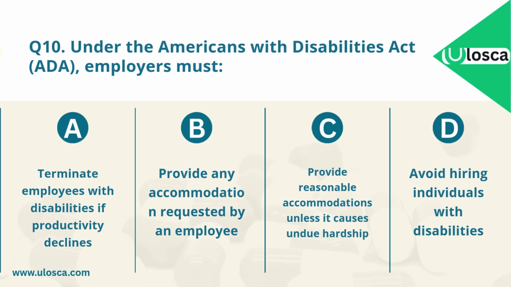Question 10. Under the Americans with Disabilities Act, employers must A. Terminate employees with disabilities if productivity declines. B. Provide any accommodation requested by an employee. C. Provide reasonable accommodations unless it causes undue hardship. D. Avoid hiring individuals with disabilities. Which one is the correct answer?